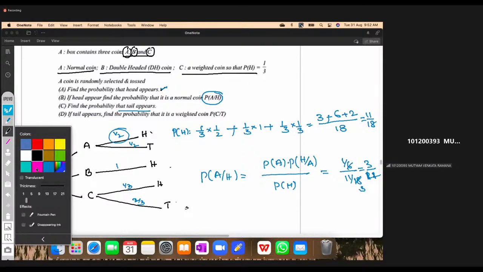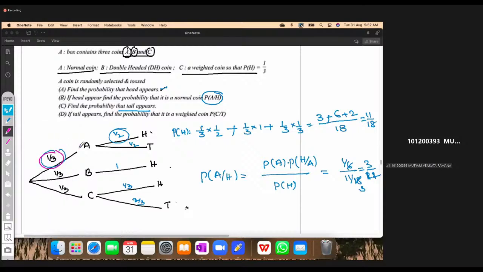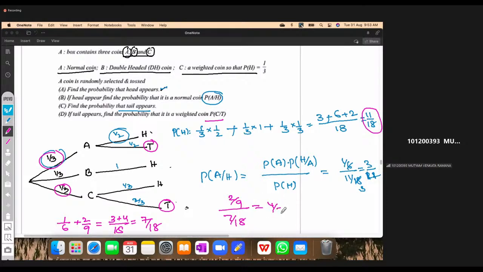Tail means 1/3 into 1/2, then for B no case, then 1/3 into 2/3. So 1/6 plus 2/9 is equal to 3/18 plus 4/18, which is 7/18. Or you can do 1 minus the probability of head. If tail appears, find the probability that it is from the third case. The third case is 2/9 divided by 7/18, which is equal to 4/7.